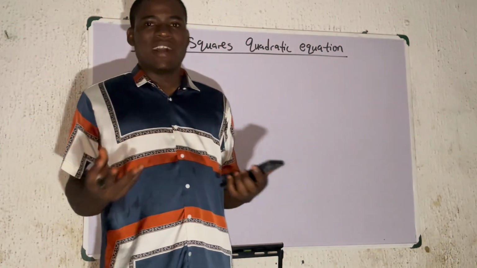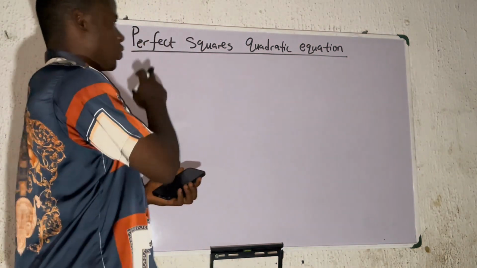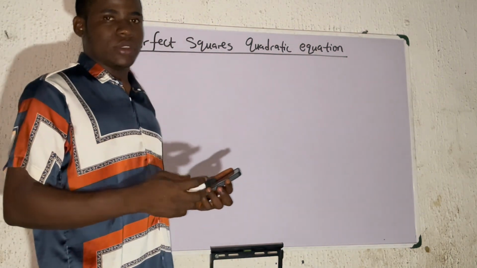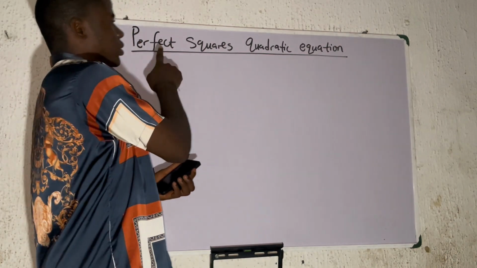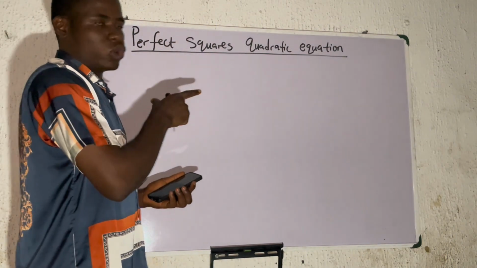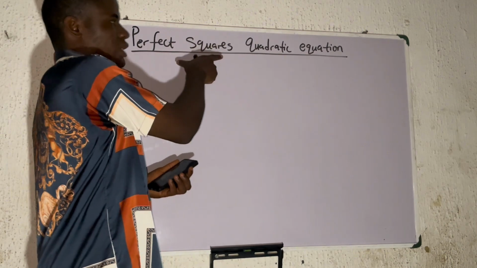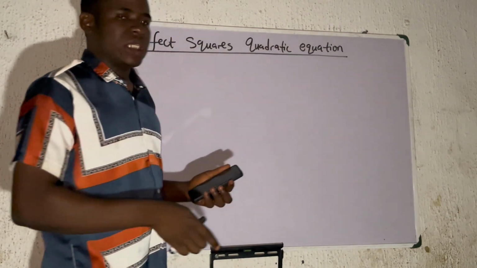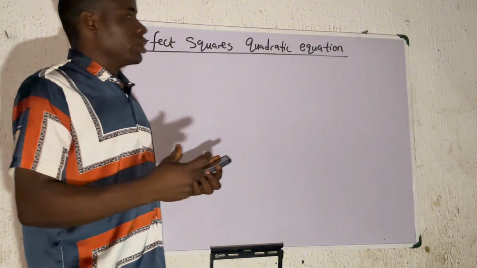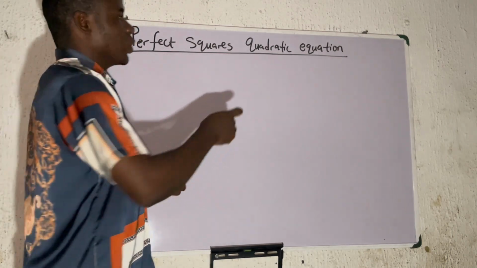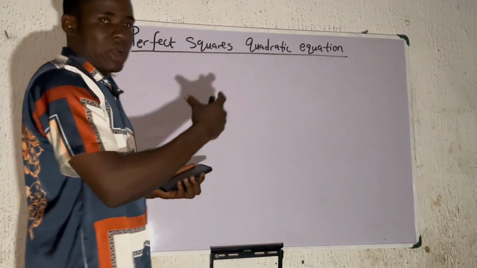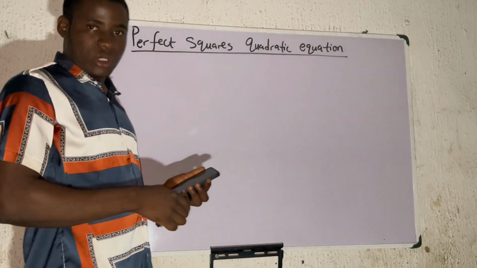Hello, today we'll be looking at perfect squares quadratic equations. That's the topic on the board. Before we talk about this, we should explain the terms we have there. We have perfect squares, and we have quadratic equations. So in this video, we are going to look at quadratic equations that are perfect squares. Does it make sense?